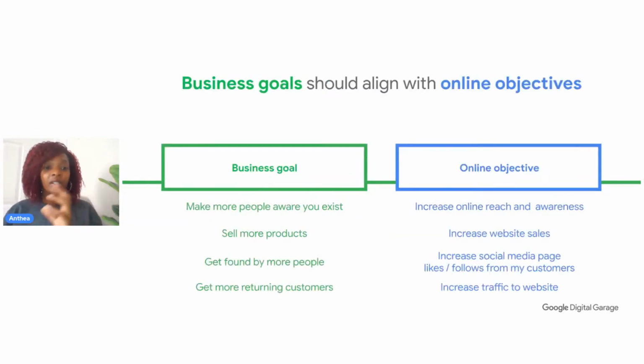Now, business goals should align with your online objectives, as I've mentioned. So if you want to make more people aware that you exist, then your objective is to increase your online reach and awareness. If you want to get more returning customers, then you probably want to increase traffic to your website. So think about what it is you want to achieve, and then what's the objective that you need to have online in order to help you achieve the business goal.